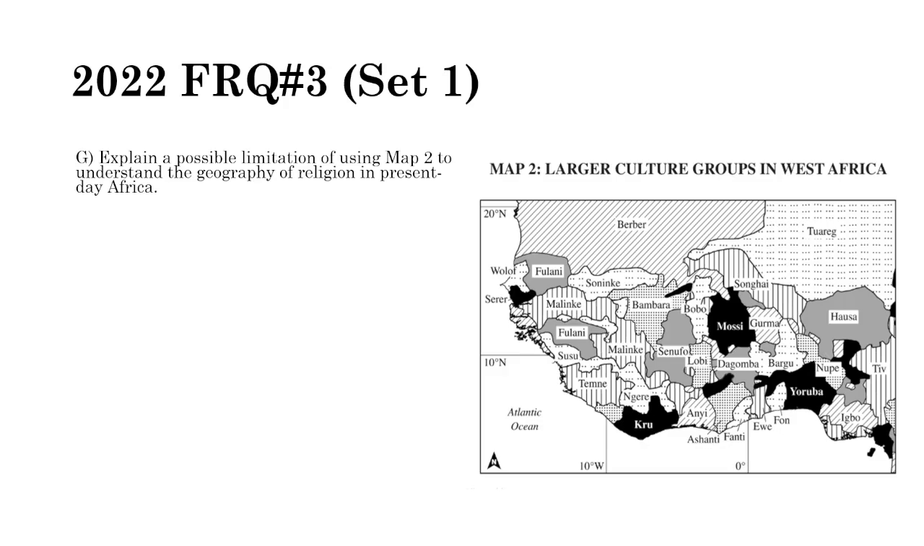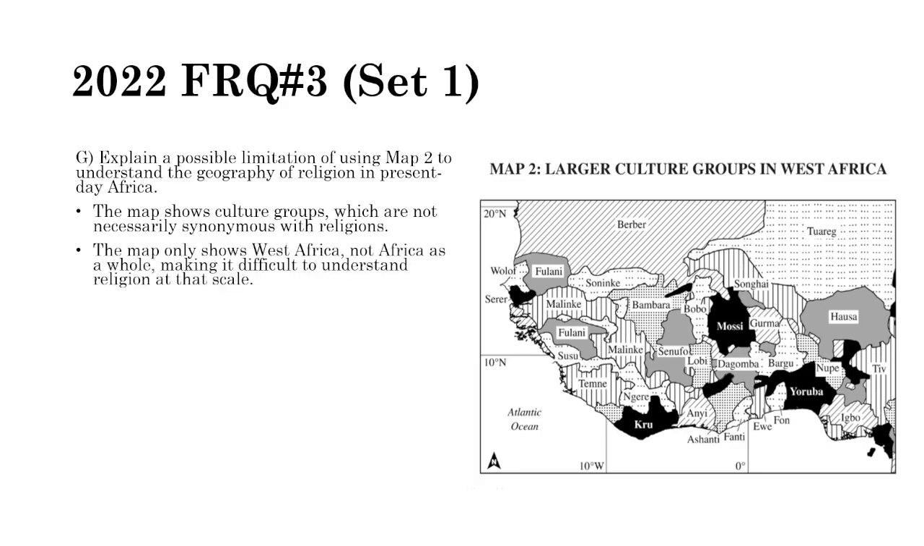So another limitation question. So what's a limitation of using this map here to understand the geography of religion in present-day Africa? So let's look at the map. Larger cultural groups in West Africa. Now, religion is a cultural trait. Religion is not a culture. Religion is a cultural trait. So that kind of sets us up there for our response. But let's see what we could have said. The map shows cultural groups which are not synonymous with religions. That's what I just said.